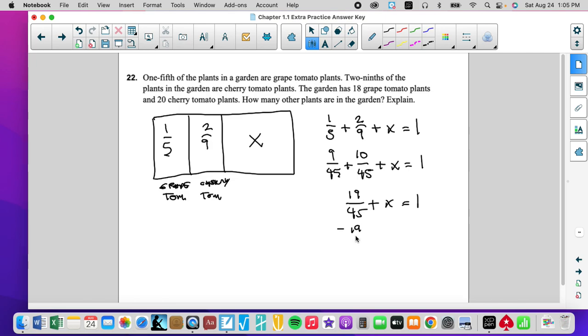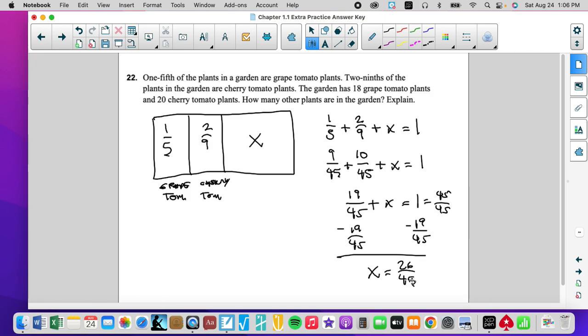We're going to subtract 19/45 from both sides. These cancel. You're left with X equals 1, which is equivalent to 45/45, and 19 from 45 is going to give us 26/45ths. I think that's correct. Yeah, take 19. You got to borrow. 9 from 15 is 6. 26. Can we reduce 26?